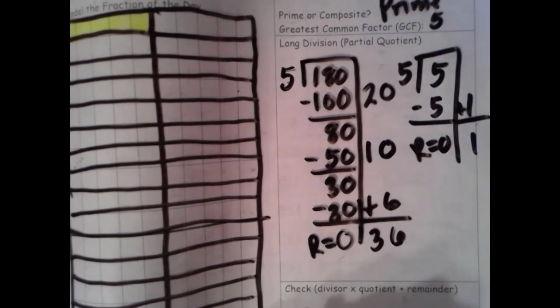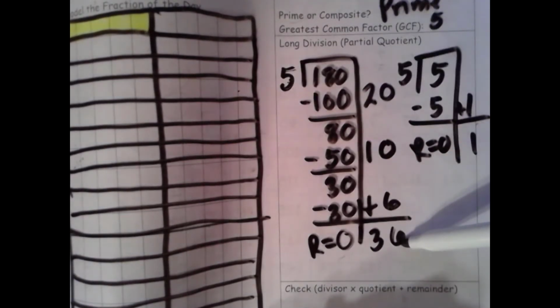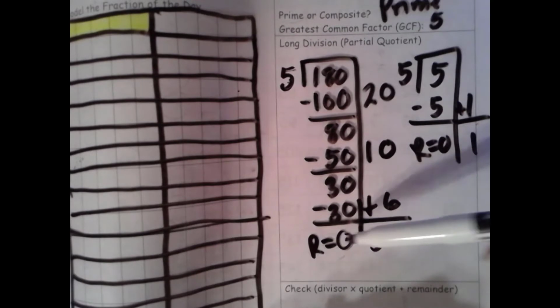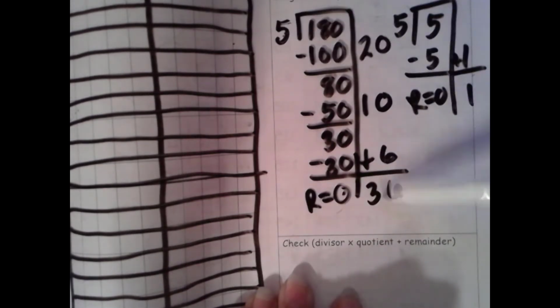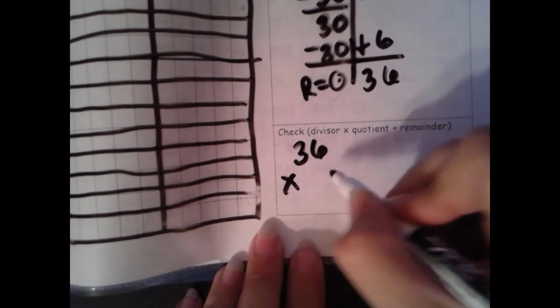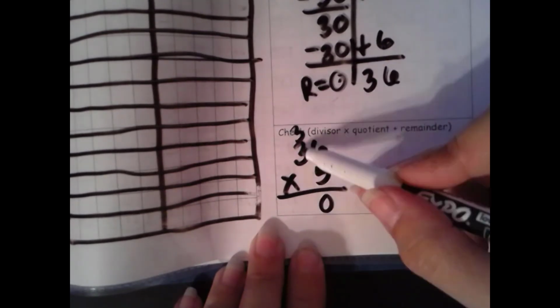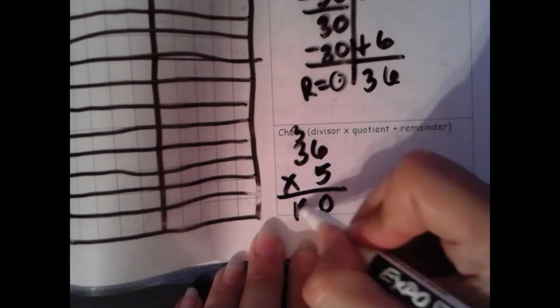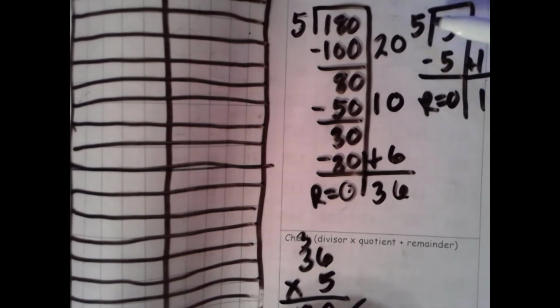We still need to check our answer. We do that with our inverse operation. So that's your divisor of 5 times your quotient of 36 plus your remainder of 0. Now we don't actually need to add 0 because the identity property of addition says when you add 0 it stays the same. So we just have to do the multiplying, and it should equal our dividend. If it does, it checks. So here's our quotient times that divisor. 5 times 6 is 30. 5 times 3 is 15, plus 3 is 18. Get 180, that checks.